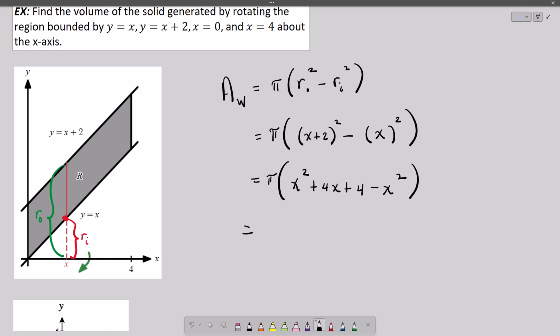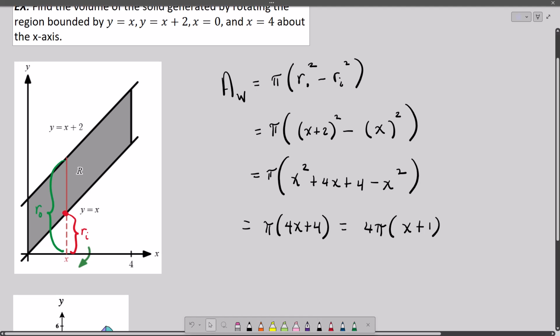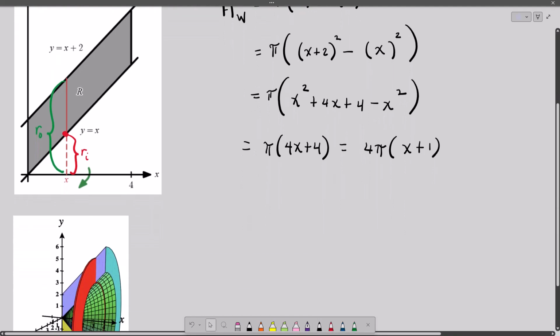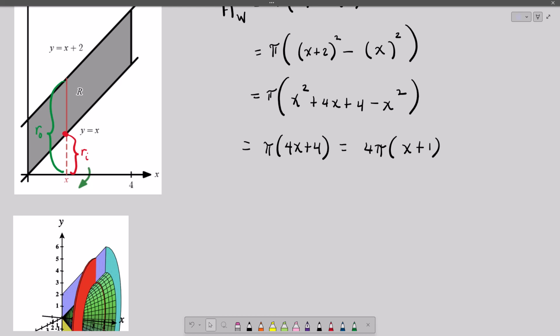We get some nice cancellation. We can even factor out a 4. And that is our area function. That's giving us the area of the washer at x. So we have an infinite number of washers stacked right next to each other. That tells us the area of each of those washers.